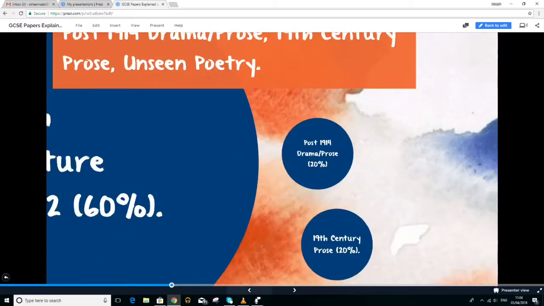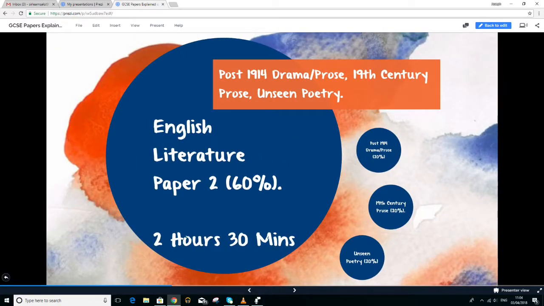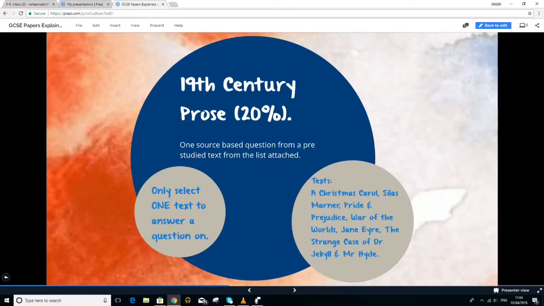Now, once you've finished your post-1914 drama or prose, it will then move on to your 19th century prose. Once again, this is equally weighted, so you spend as much time on this as you would anything else, and it is also one source-based question from a pre-studied text. So again, you need to make sure that you are answering a question on the right text. There is no point, if you have studied Silas Marner, to answer a question on Pride and Prejudice, and vice versa. So you will have one question.